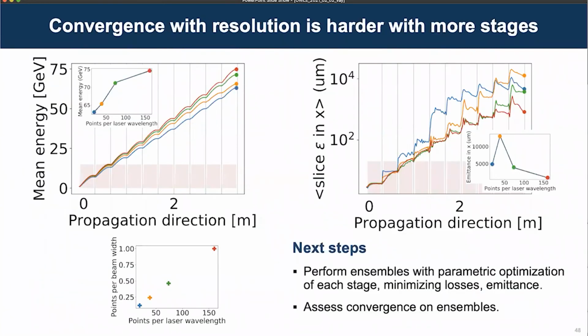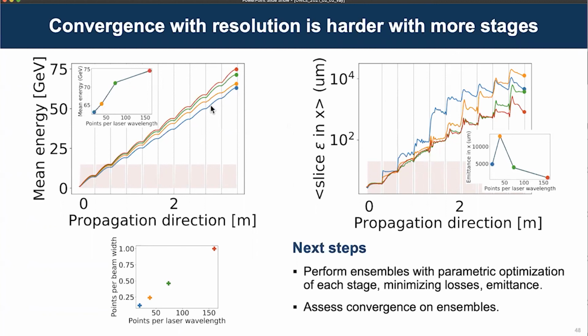Again, we looked at convergence with resolution for the mean energy on the left, and you see the slice emittance on the right. We didn't reach convergence yet, but it's somewhat to be expected as we go through more and more stages.